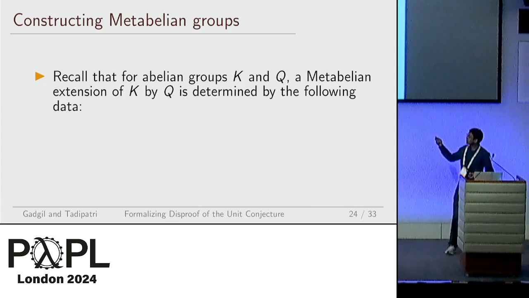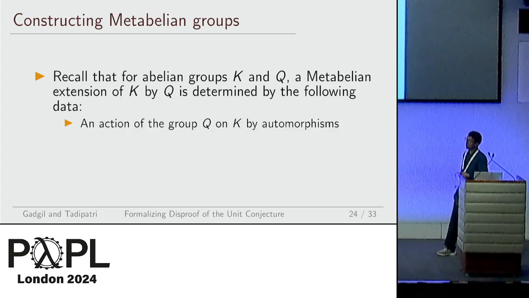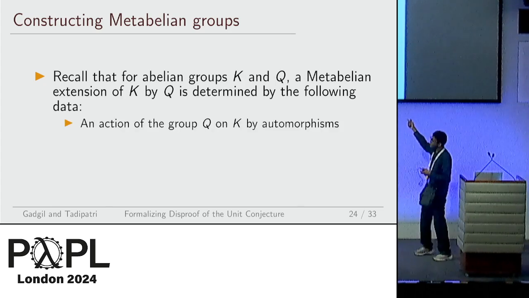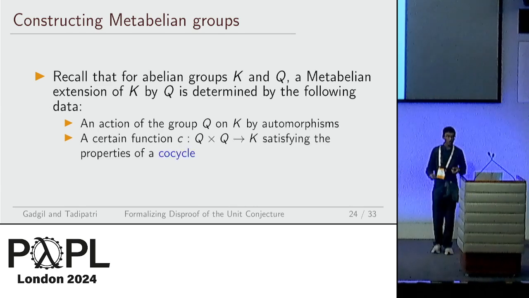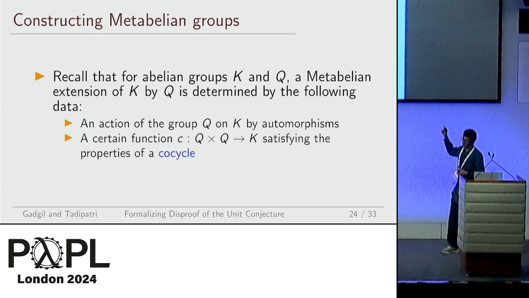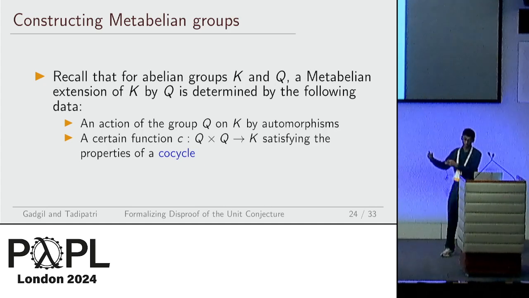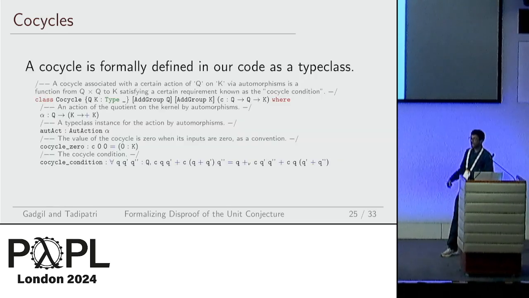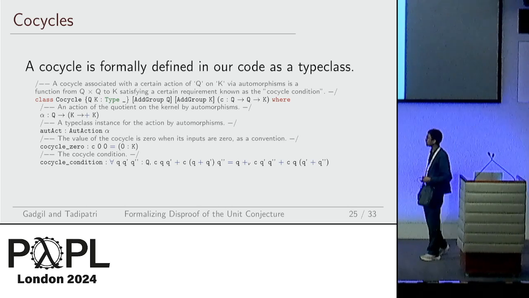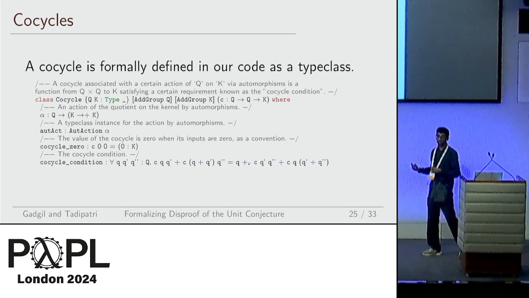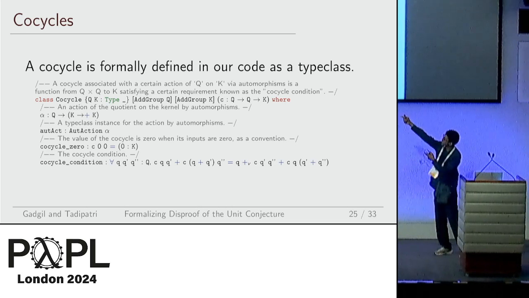So we've seen already that given 2 abelian groups, K and Q, we can define a meta-Abelian group by 2 pieces of data. One is a group action of Q on K by group automorphisms, and the other is a certain map from Q times Q to K called a cocycle. And once we have these 2 things, we can construct a meta-Abelian group, and we can construct the group P by specializing this construction with the appropriate cocycle and group action. So for that, we need to define the appropriate components, and these more or less follow the definitions on paper once one is used to the notation.